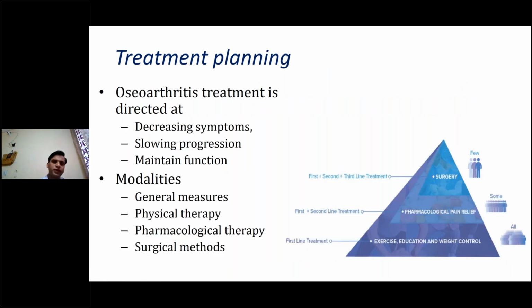Treatment planning of osteoarthritis is done in three steps, so it is algorithm based. As a first line of treatment, the patient is taught about exercises, education, and weight control. Gradually we add pharmacological pain relief or medicines, and if nothing gives any relief, then surgical or other invasive modalities are added.